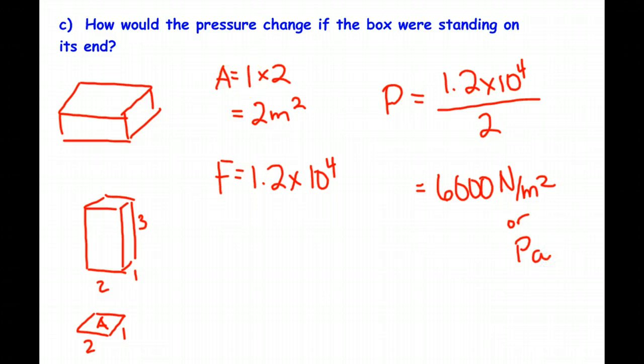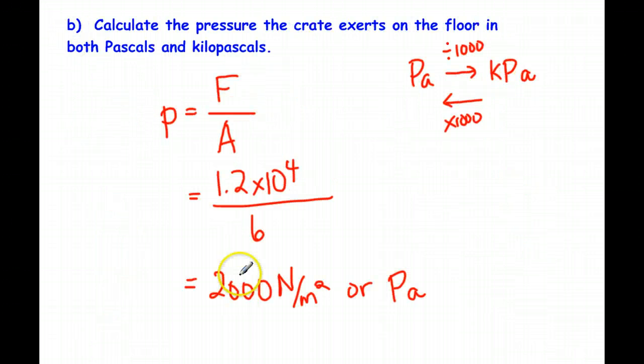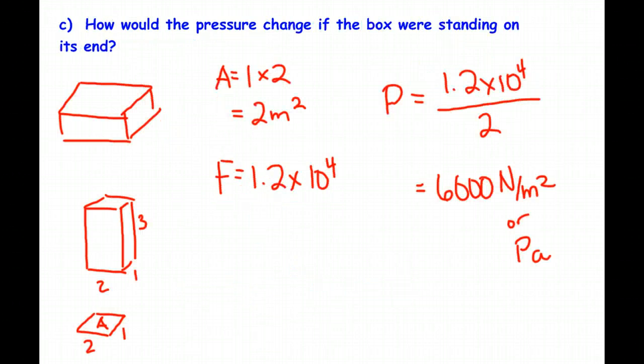6,000 pascals. That's a difference of 3,000 newtons per meter squared, 3,000 pascals more. So look at what happens when we decrease the area, when the area gets smaller or the number on the bottom gets smaller, we end up increasing the amount of pressure that we're putting on it. So it's less pressure applied to the floor when we have the large bottom part of the crate on the floor. As soon as we turn it on its end and you have the same amount of force but less area, way more pressure is being applied on the floor.